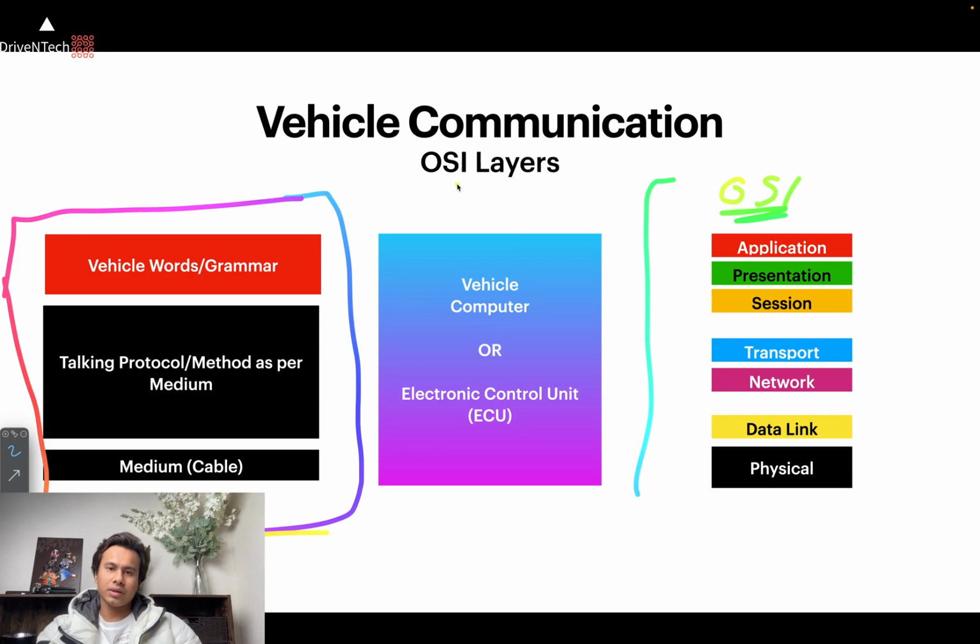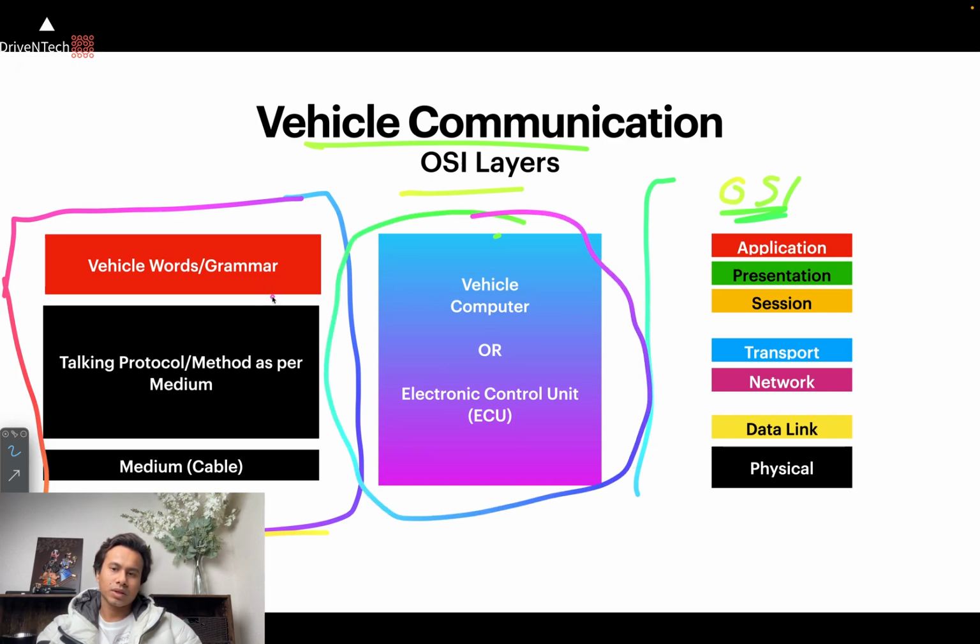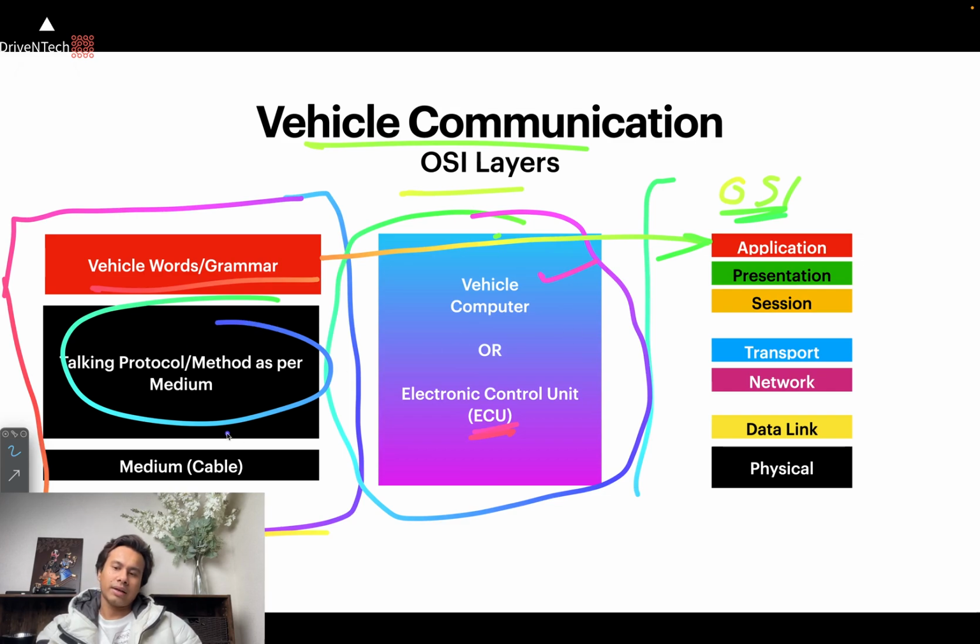So let's come back to vehicle communication in terms of the OSI layers. Here we see the same computer, the vehicle computer, or we can call it an ECU, and it has some grammar which we can call the application layer, and there will be some talking protocol, and there will be a medium.